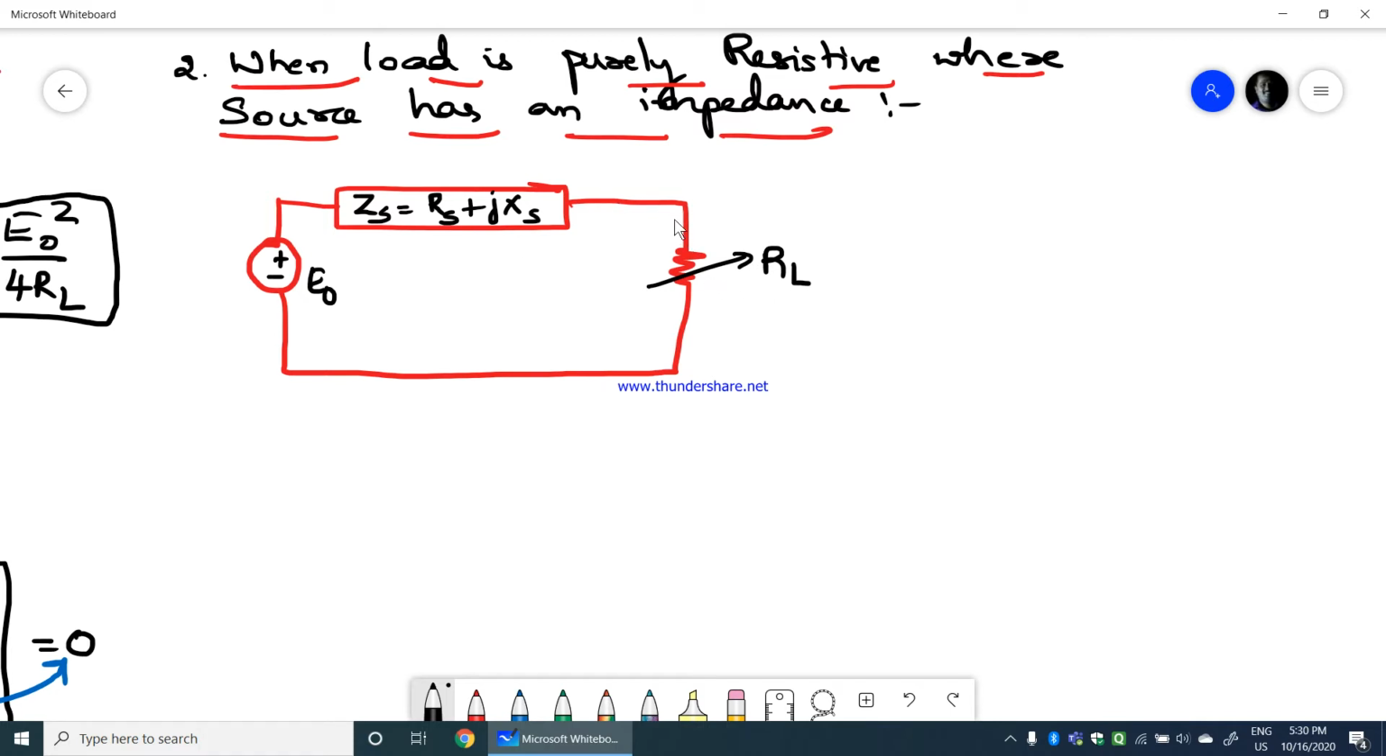Okay. Now again we need to write an equation for IL. So we will do that now. IL would be equal to total voltage E naught divided by RS plus RL plus J into XS. So source resistance and source reactance, whatever we have, because it is an impedance. Impedance will always be a summation of resistance plus J into reactance. See, the real part will always be resistance, whereas the imaginary part will always be a reactance.